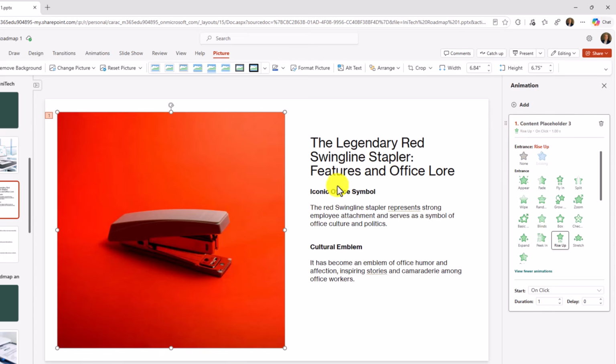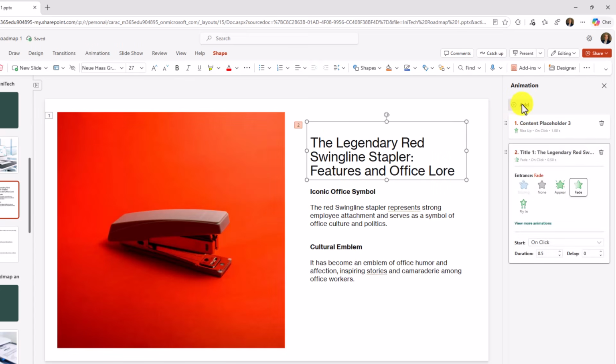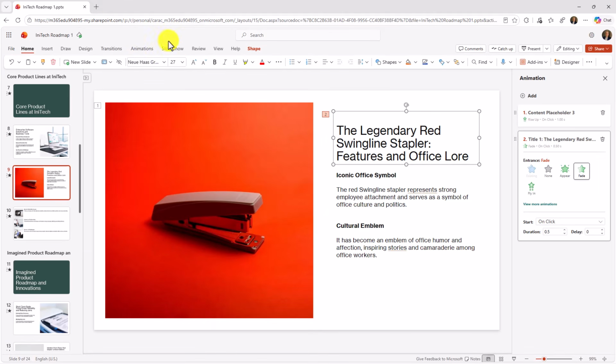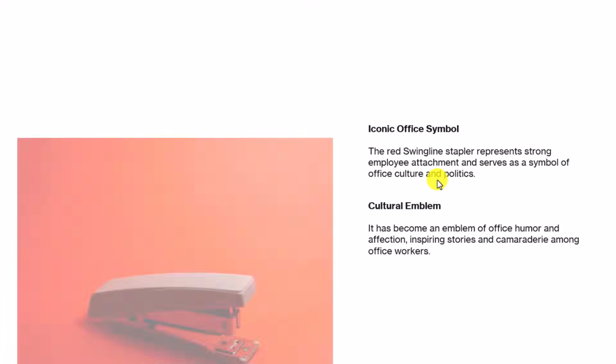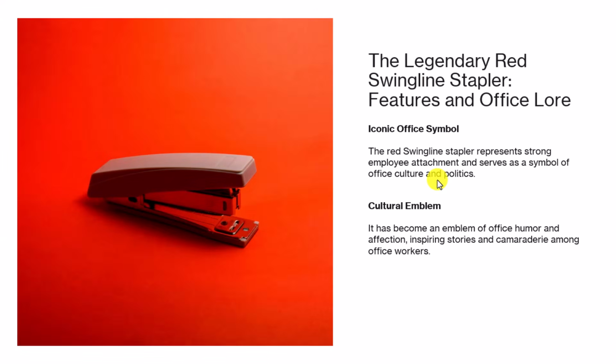I'm going to click over here and I'm going to choose Add for animations as well. In this case, I will just choose Fade. So I've quickly added a couple of different animations here. Now I'll go to Slide Show and choose From Current Slide. So now I'll click and the stapler appears. I'll click again and then the fade on the title of that slide. So some simple animations, but the new animation pane makes it really easy to add and tweak your different animations in PowerPoint for the web.